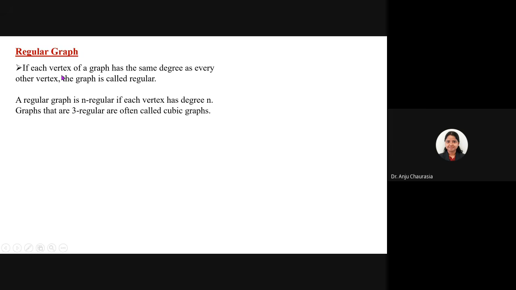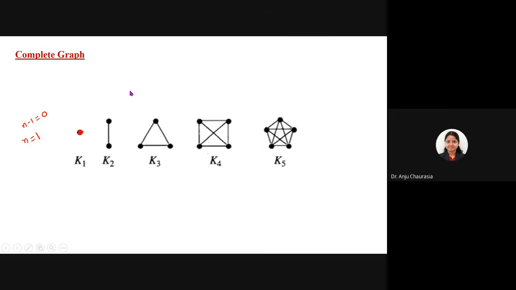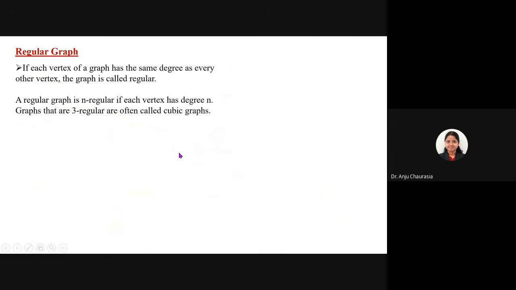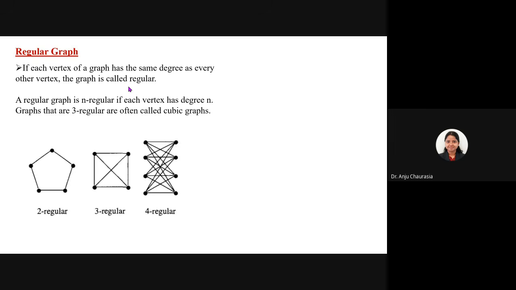What is the definition? If each vertex of a graph has the same degree as every other vertex, the graph is a regular graph. Now you will say, ma'am, here also it was the same. Yes, a complete graph is a regular graph, right? But there was one extra condition: with n total vertices, the degree of each vertex should be n minus 1. But here there is no restriction. We don't know how many total vertices, but the degree of each vertex should be the same. All vertices having the same degree. Whatever your degree is, it will be said to be that degree regular graph.